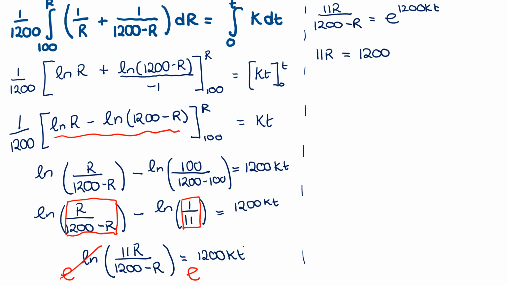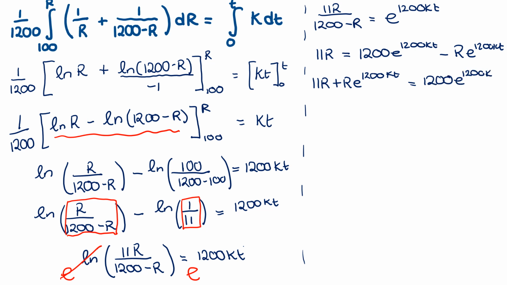So we get 1200 e to the power of 1200 kt minus Re^1200kt. I'm going to bring all the Rs to one side, so 11R plus Re^1200kt is equal to 1200 e to the power of 1200 kt. Pull out that R, gives me 11 plus e to the power of 1200 kt, and that equals 1200 e to the power of 1200 kt.